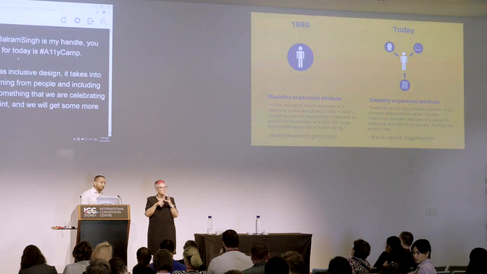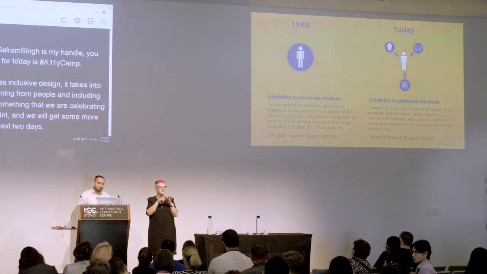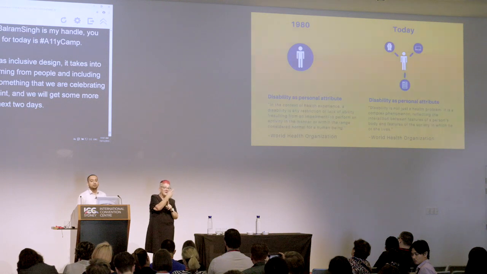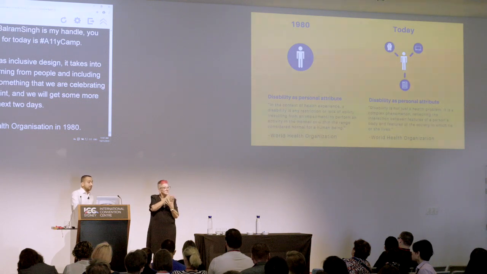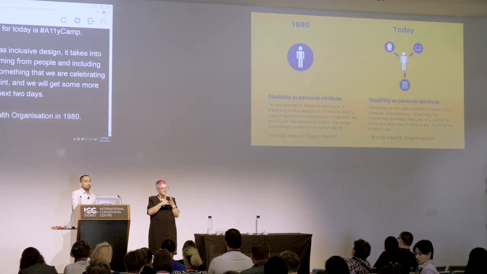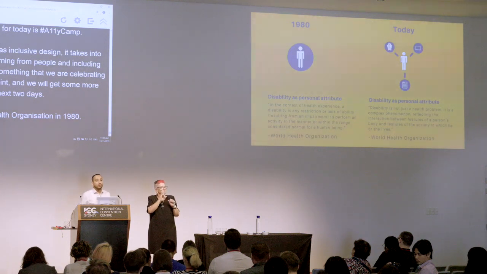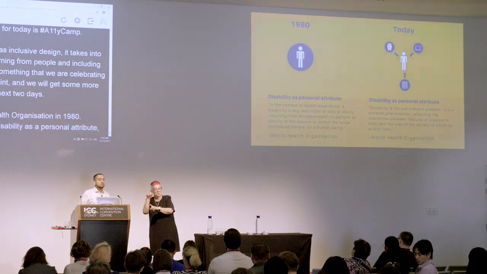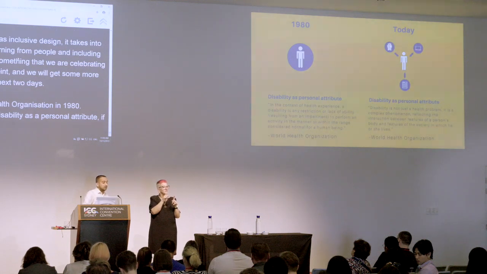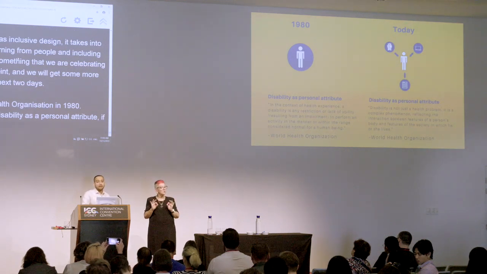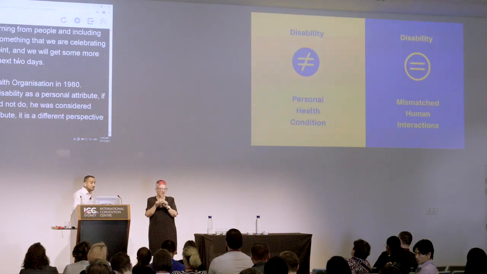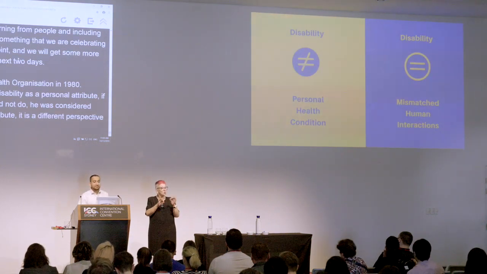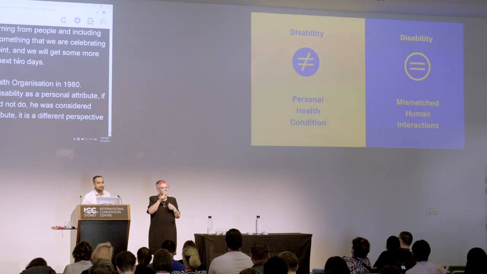So these are two definitions from the World Health Organization in 1980 and today's. In 1980, disability was defined as a personal attribute. So if there is something that a normal human can do and someone can't do, he is considered to be disabled. But in today's world, disability is not just a personal attribute. It is just, as we said, a different perspective of looking at things. So disability is not a personal health condition, but it is mismatched human interactions.